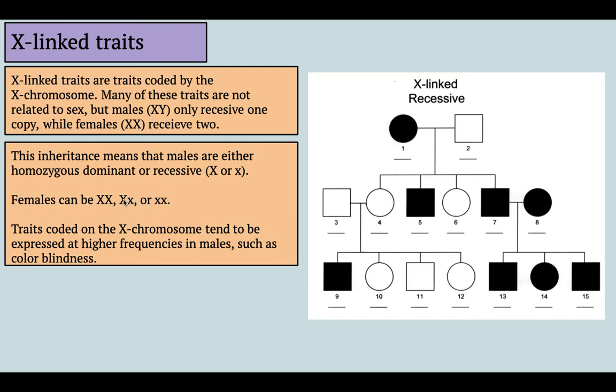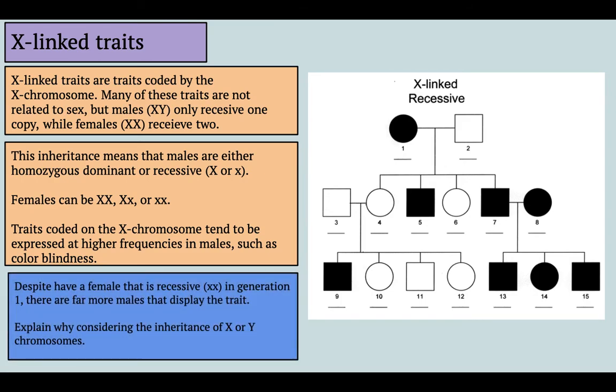Now, traits coded on the X chromosome tend to be expressed at higher frequencies in males, such as color blindness. About 1 in 8 males have some level of color blindness because the genes that code for your ability to see color are found on the X chromosome. Females, on the other hand, have a much lower rate of color blindness, about 1 in 100.